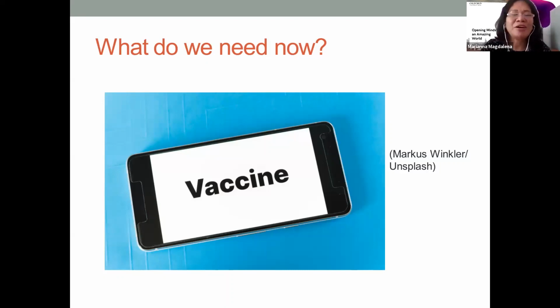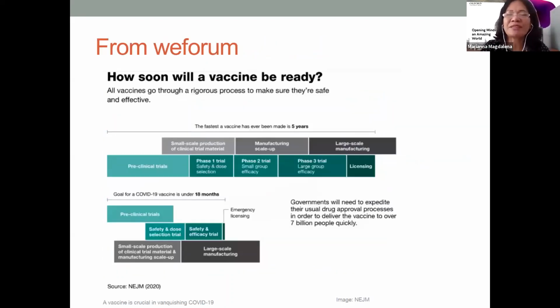Okay, then this is from Way Forum. How soon will a vaccine be ready? It said that the fastest a vaccine has ever been made is 5 years. But now they want to make it in 2 years, minimum 18 months. So we expect that next year, in the middle of the year, we can have the vaccine. That's the expectation. Actually, it should be 5 years, but the process is accelerating. Okay, see, people wait for science to help them solve this world problem.